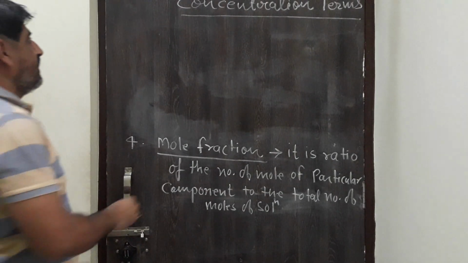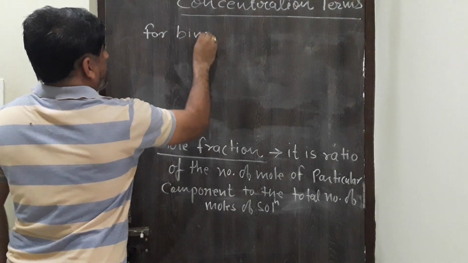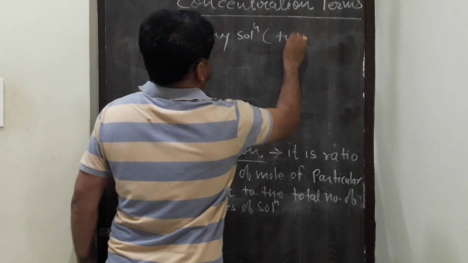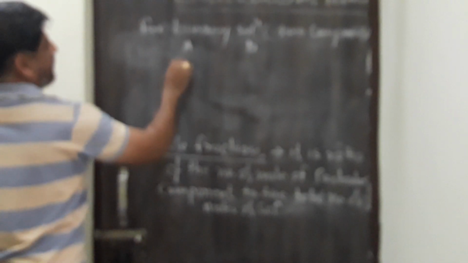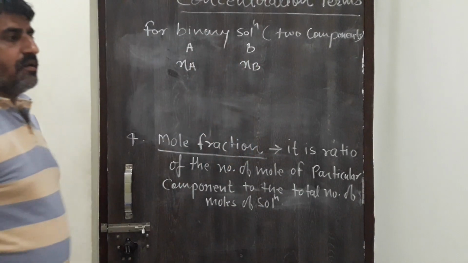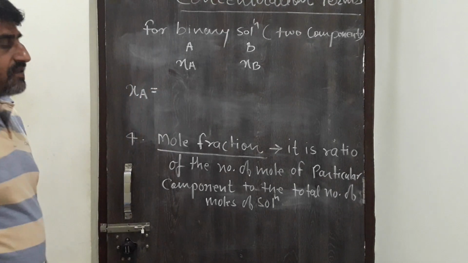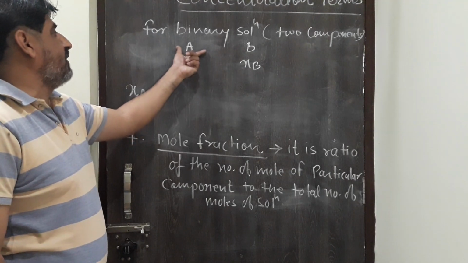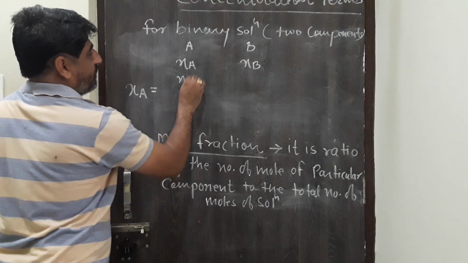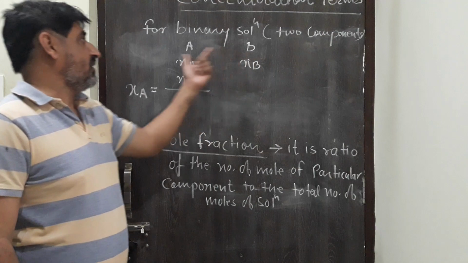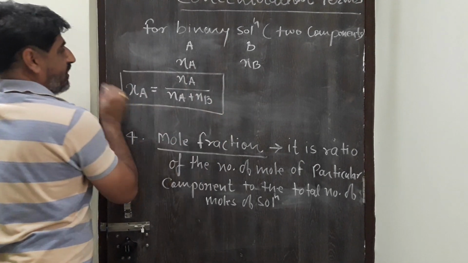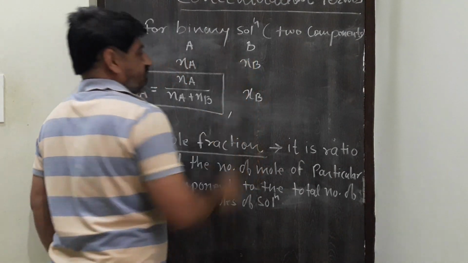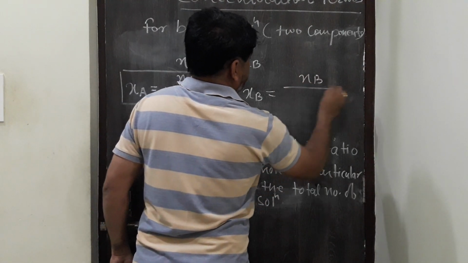I am explaining mole fraction at the top of the board. For a binary solution, two components, A and B. Number of moles of A is Na, number of moles of B is Nb. Mole fraction is expressed as Xa. Then Xa will be the number of moles of the particular component. That means if we are going to find the mole fraction of A, we should take the number of moles of the particular component as Na, and the total number of moles of solution. So there are two components A and B. The total number of moles is Na plus Nb. It is the mole fraction of A component. Similarly, mole fraction of B component, Xb, is equal to Nb upon Na plus Nb.